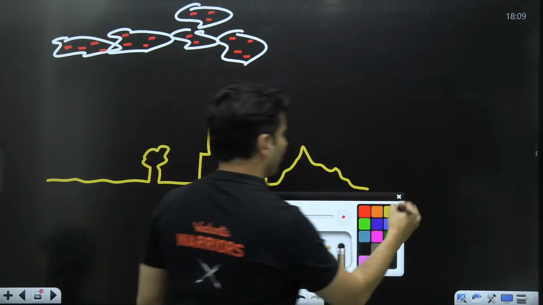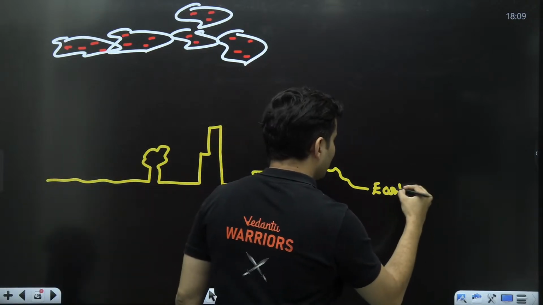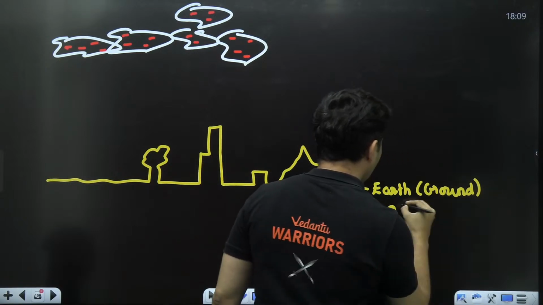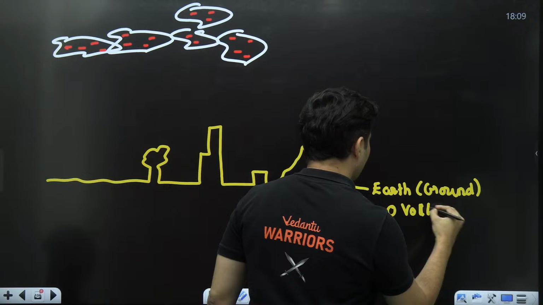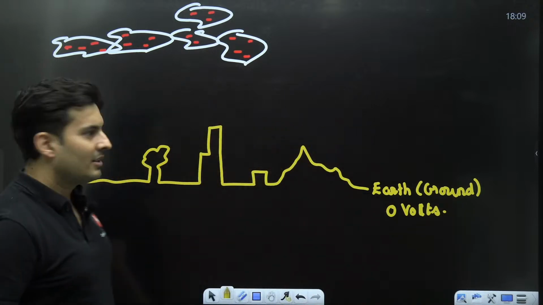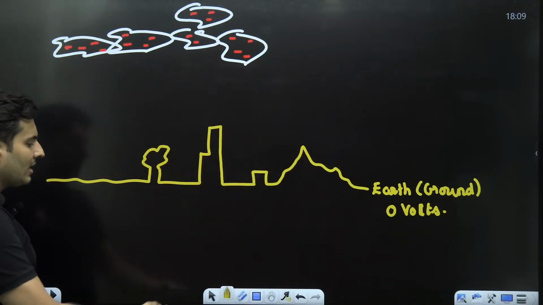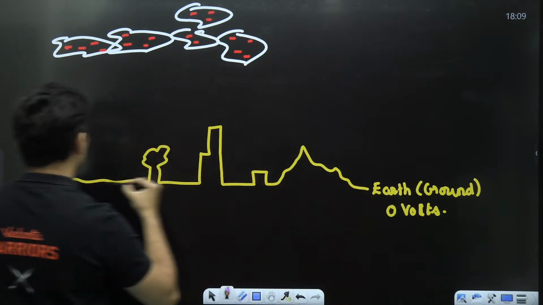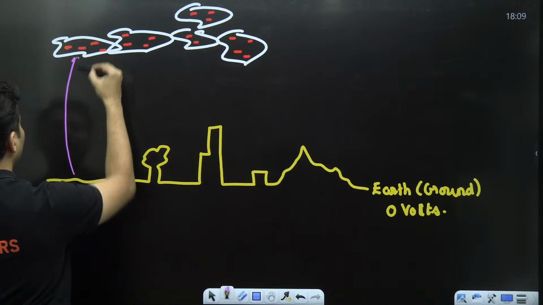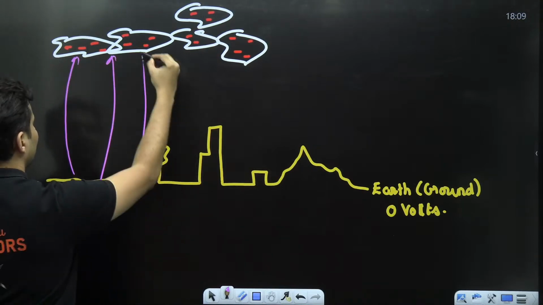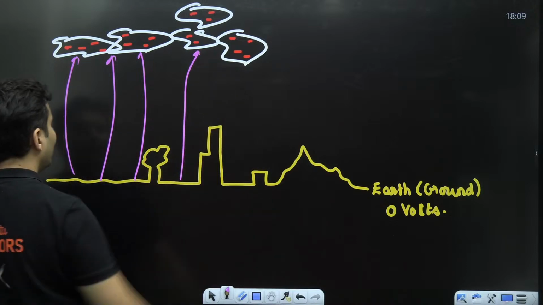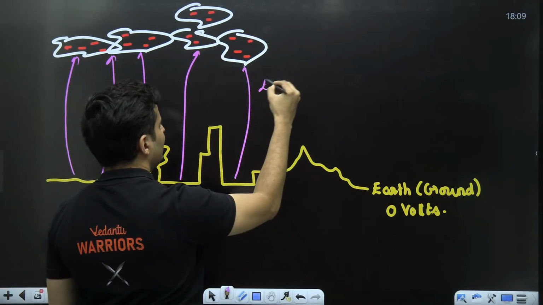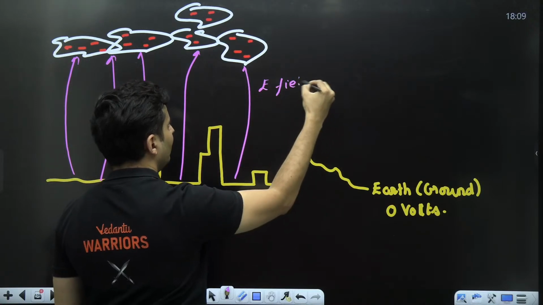Well, Earth. Earth, we know, is basically our ground, and ground is basically 0 volts. This is 0 volts, this is negative volts. Clearly, there is going to be an electric field which is going to be developed over here. So maybe there will be electric field lines which will be developed like this. Do you guys agree with this? So there is this electric field which is developed.